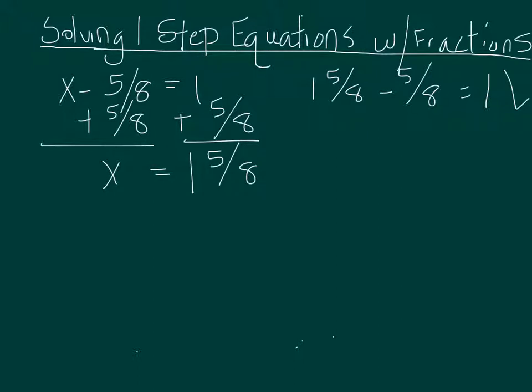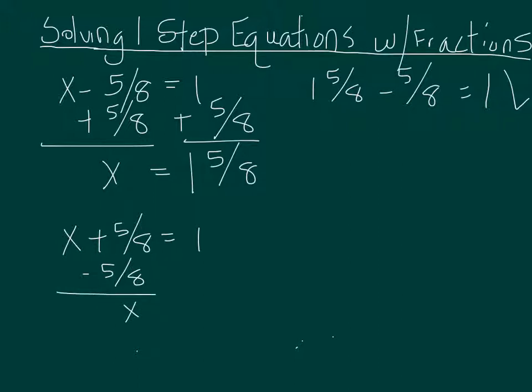Let's take just the opposite. x plus 5/8 equals 1. Now, if we subtract 5/8 from both sides, we're left with just x on this side.